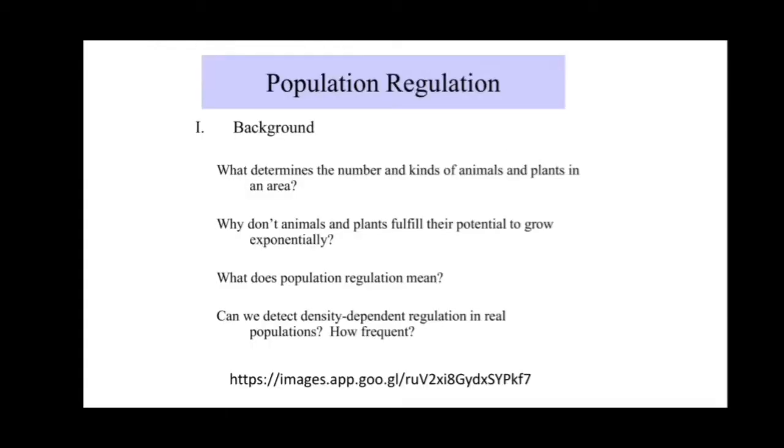The factors that regulate the population, that is, population regulation by density dependent and independent factors. As we know, there are many factors that affect the population, and they are divided into two: density dependent and density independent factors.